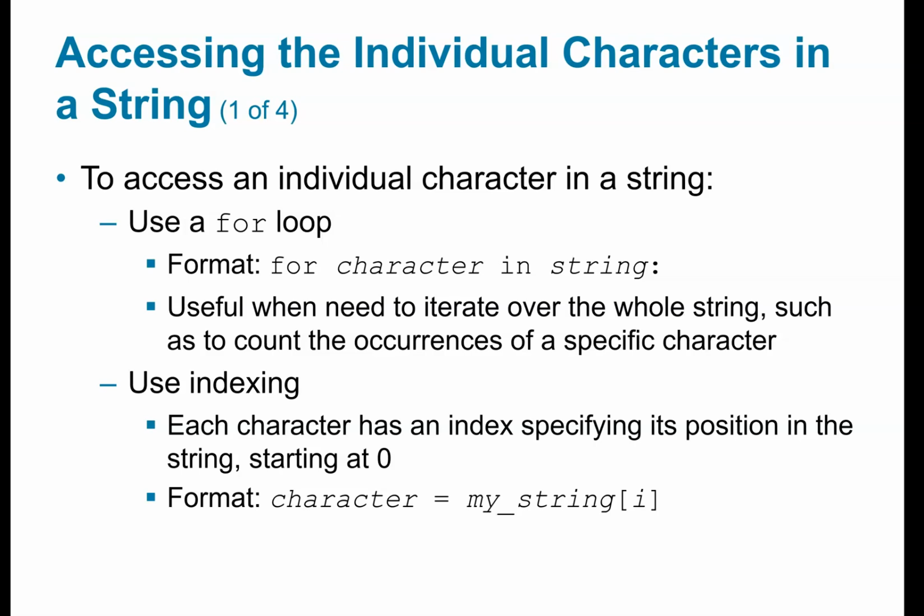For example, to access the individual characters in a string, you can use a for loop, for character in string, and we can iterate over each character. We can also index each character by putting a bracket next to it and saying string at index i. Okay, so let's show a quick example of this.